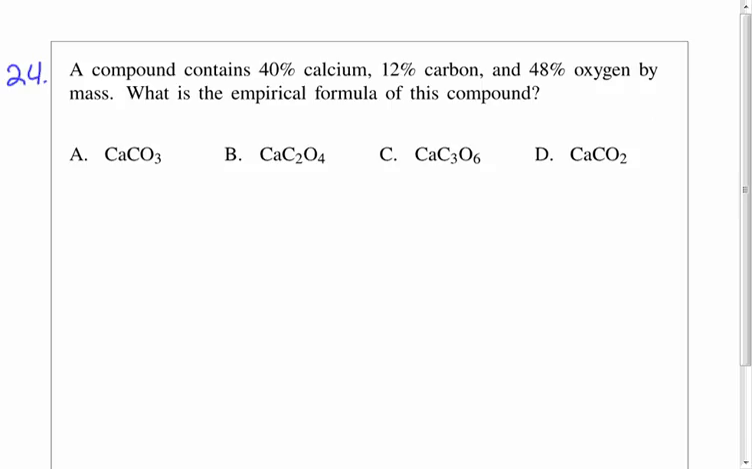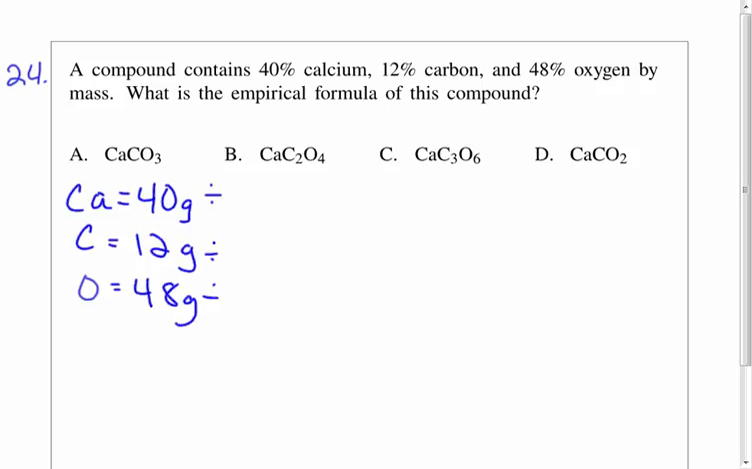Number 24. We have calcium, carbon, and oxygen. We have 40 grams for calcium, 12 grams for carbon, and 48 grams for oxygen. We'll divide them by their molar mass values. Calcium is 40.08. So when we divide that, we get 0.9980. Carbon is 12.01. When we divide, we get 0.9991. Both of those are very close to 1.